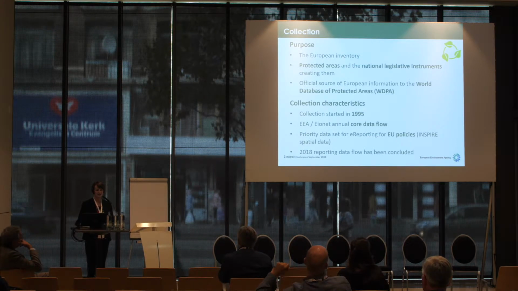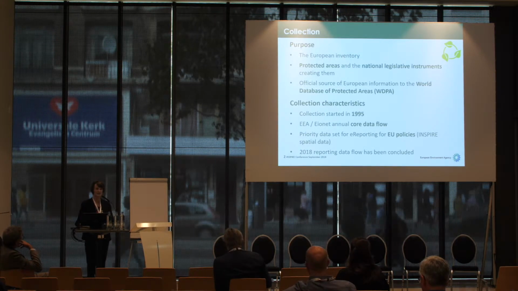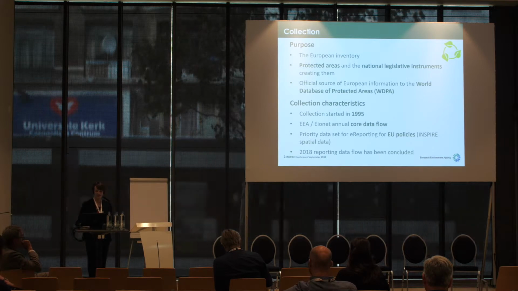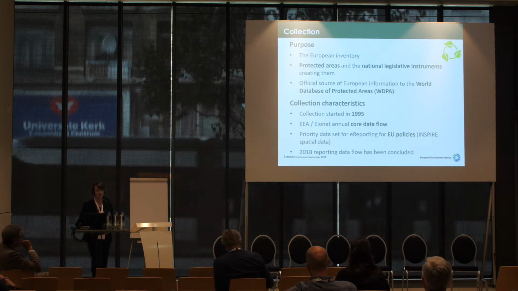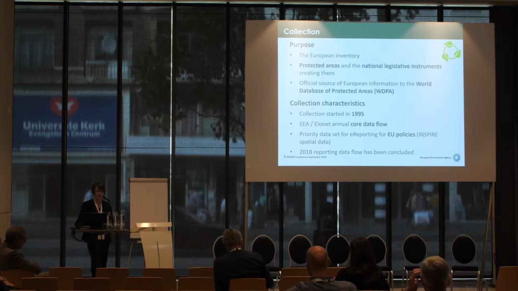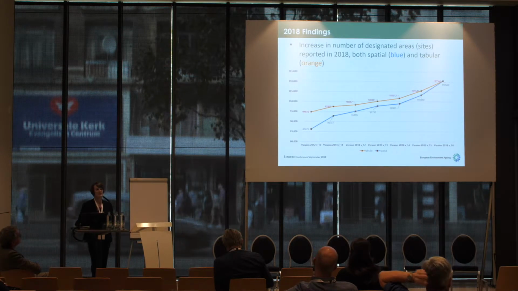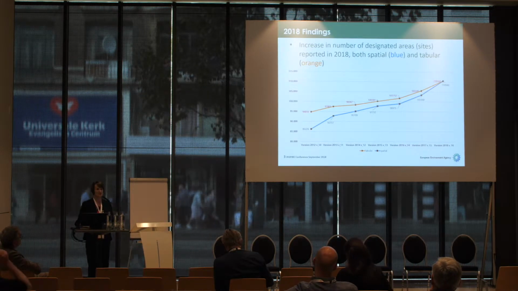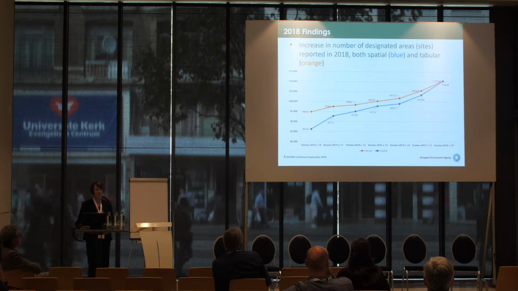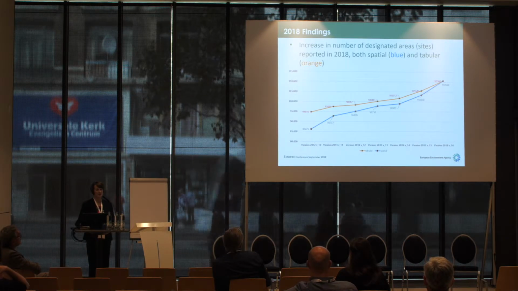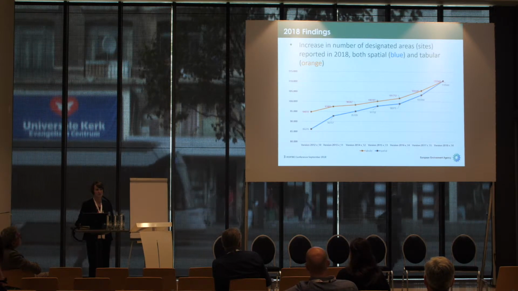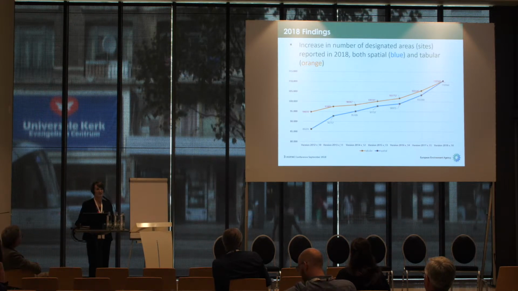And this list of priority data sets is now within the development of implementation within INSPIRE. So this is an annual collection of data, and the last reporting cycle in 2018 has already been concluded. Over the years, the data collection has been expanding to include more reporting countries, to provide more complete and precise information, to improve quality of data, and also to reduce certain gaps, like, for example, the gap between the provided spatial data and the non-spatial data.